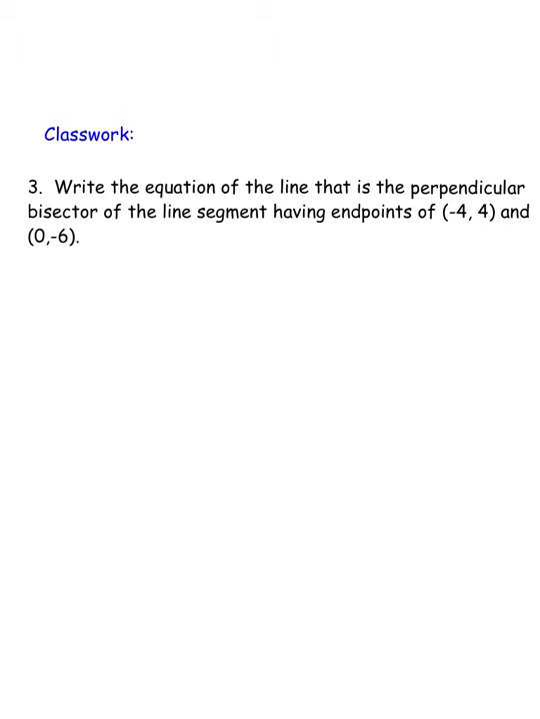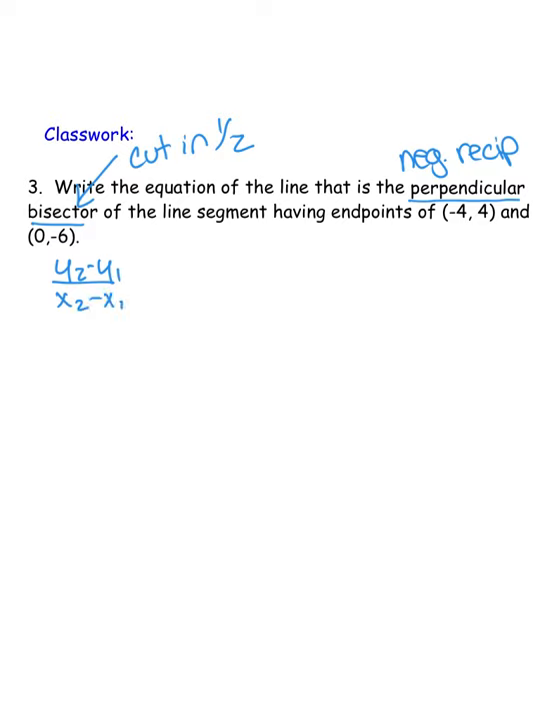Another one, write the equation of a line that is the perpendicular bisector. Perpendicular, get in the habit, think negative reciprocal slope. Bisector means cut in half. So first I need my slope, y2 minus y1 over x2 minus x1. We're going to fill it in.